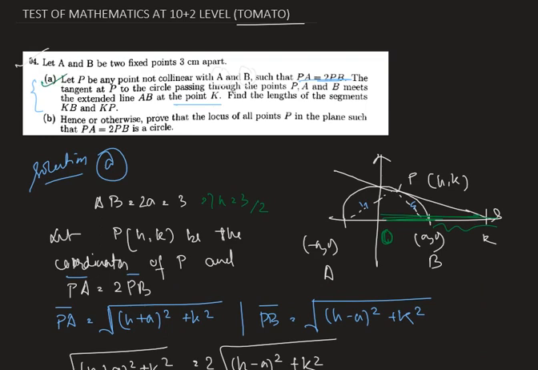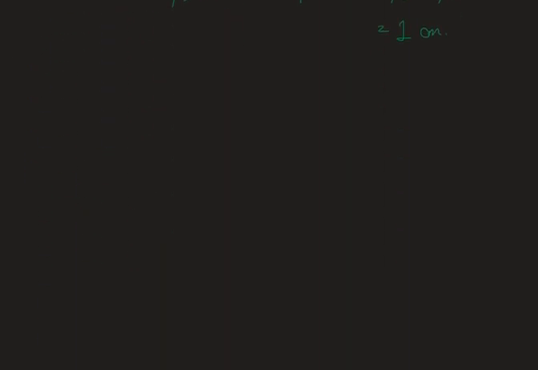Now we have to try the next portion. Let's see what is in the next portion. Hence or otherwise prove that the locus of all points P in the plane such that PA is equal to 2PB is a circle. So let's start with section B.